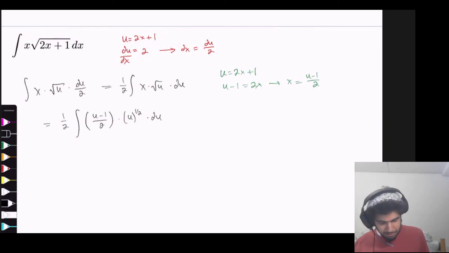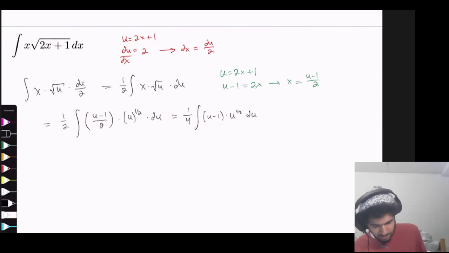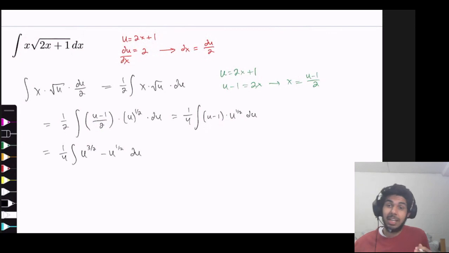Let's try to simplify things a little bit. I have this 1/2 term here, so I'll bring that out. That makes the outside term 1/4 because they multiply. Then we have u minus 1 times u to the 1/2 du. And then this term can distribute into here. Let's do that distribution: 1/4 integral of u to the 3/2 power minus u to the 1/2 power.